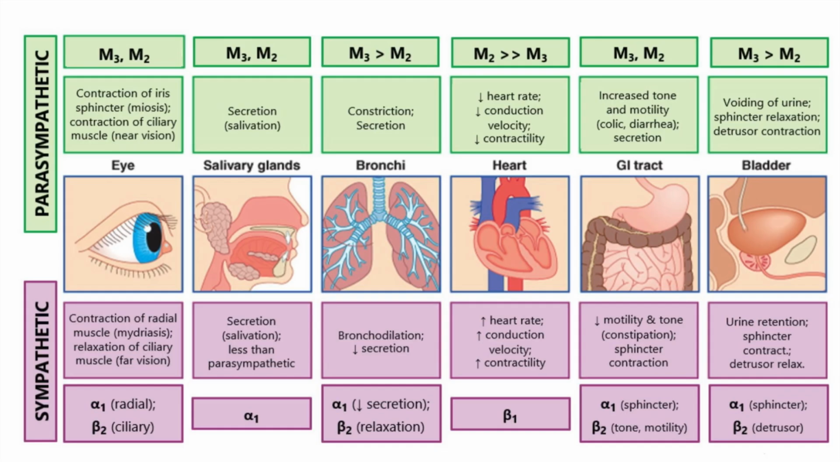Alpha 1 dilates the pupil by contracting radial muscle. Beta 2 relaxes bronchial smooth muscle. Beta 1 stimulates the heart, and alpha 1 contracts GI and urinary sphincters. In the bladder, beta 3 mediated detrusor relaxation and alpha 1 mediated sphincter contraction promote storage. And so the useful physiologic theme here is that parasympathetic activity favors digestion and elimination, whereas sympathetic activity favors ventilation, circulation, energy use, and storage of urine.